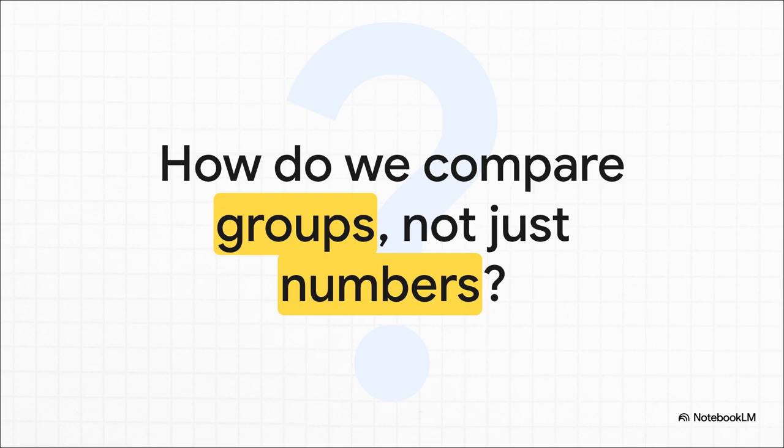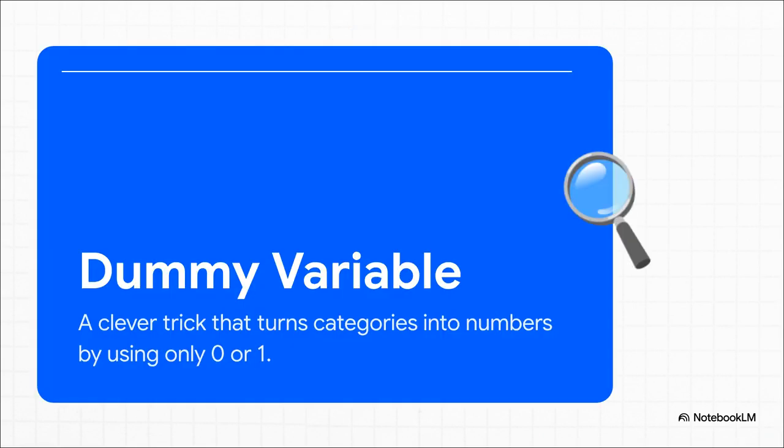So a straight line is fantastic when you have numbers predicting other numbers. But what happens when what you really want to do is compare different groups? Like, how does satisfaction at work compare between people who've had an accident and people who haven't? That's not a number. This is where we get to our first really clever trick. It's called a dummy variable. And it's this brilliant little hack that lets us turn categories into numbers that our model can actually understand.